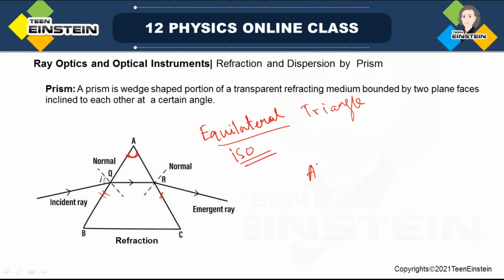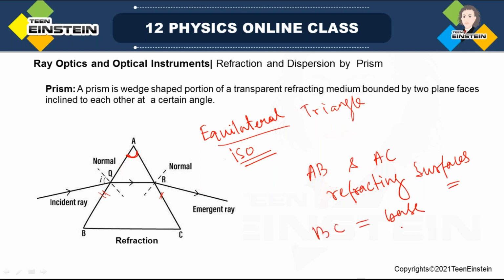These two surfaces, AB and AC, are the refracting faces, or refracting surfaces. And BC will be the base of the prism. And what is A? Angle A is called the angle of prism. If it is an equilateral triangle, then this A, the angle of prism, will be 60 degrees.